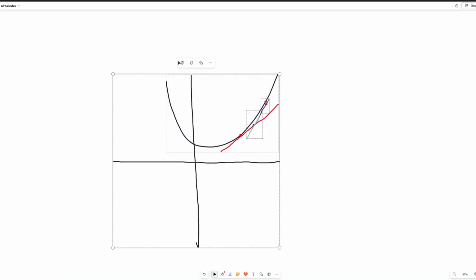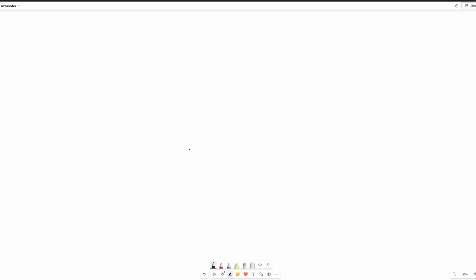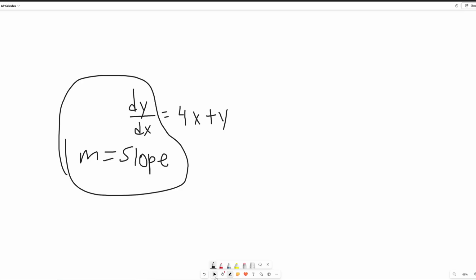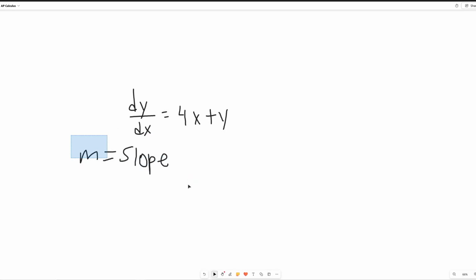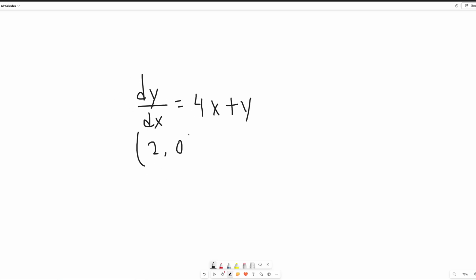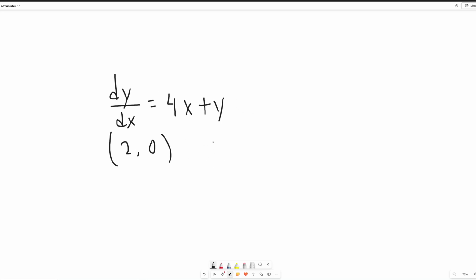So let's look at how you would do that. Take an equation, dy over dx equals 4x plus y. So dy over dx is our slope. M equals slope is this, which you need to know. So then, if we have our initial condition, which is x equals 2, y equals 0, you want to approximate what the function is at x equals 3, with 2 steps.